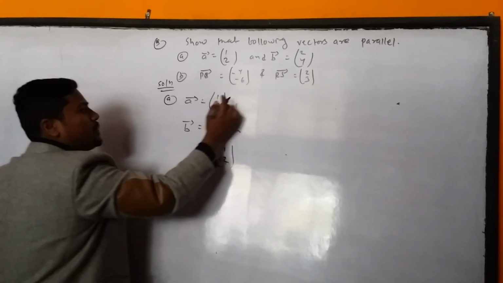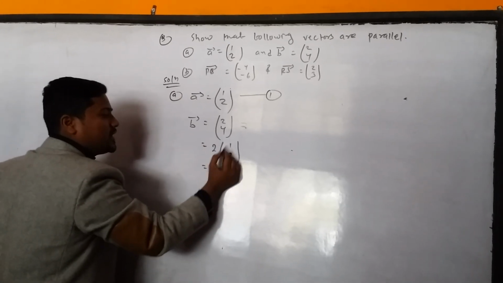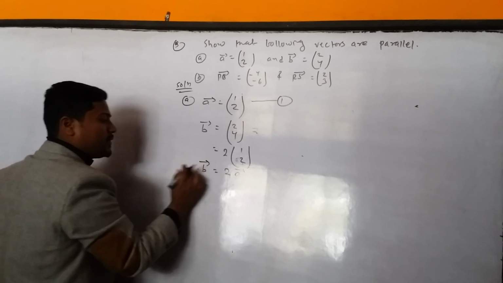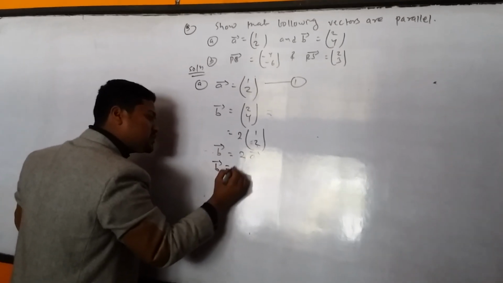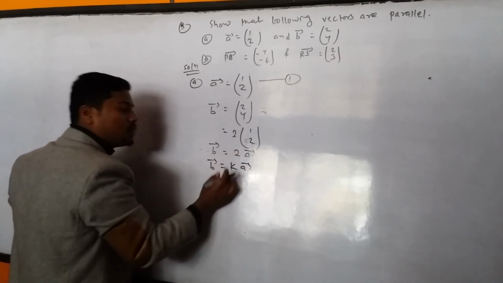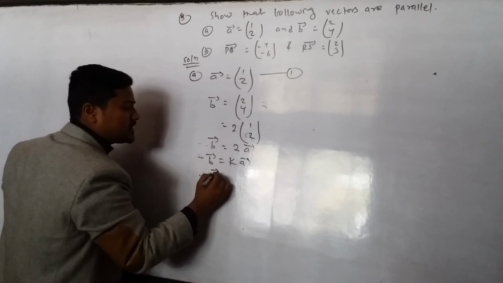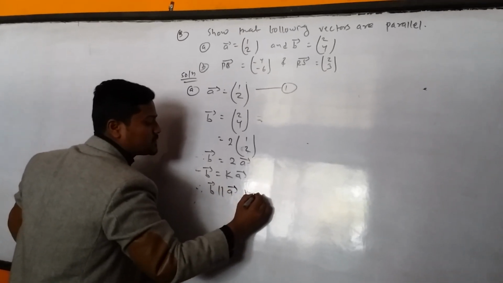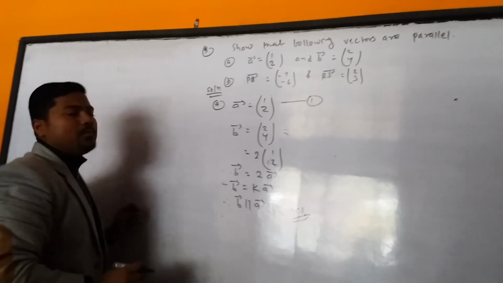And 1 2 is the value of what? Equation 1, look here. 1 2 is the value of what? A vector. So here we can put A vector. So therefore here is what? B vector. So now B vector is equal to 2A vector. It means B vector is equal to K times A vector. This 2 means K. Therefore, at the last we can write B vector is parallel to A vector, or A vector is parallel to B vector. In this way we can prove.